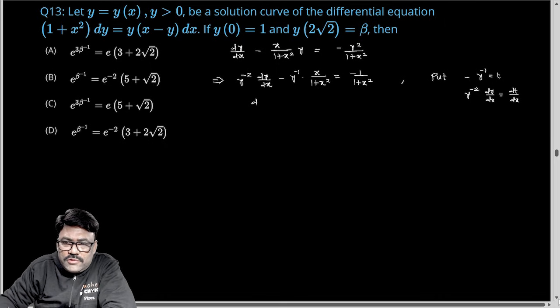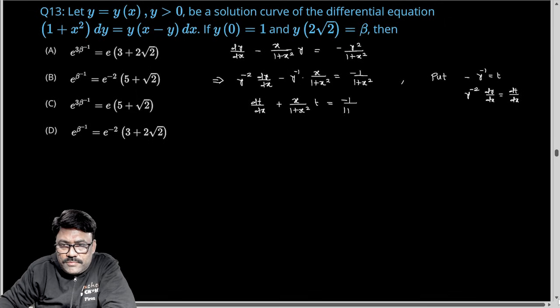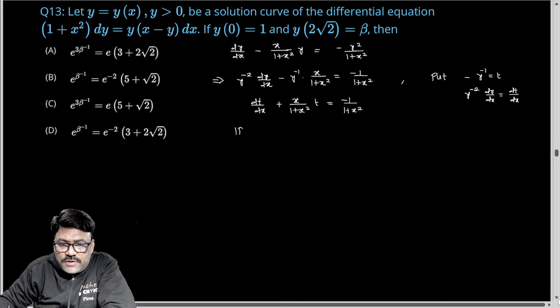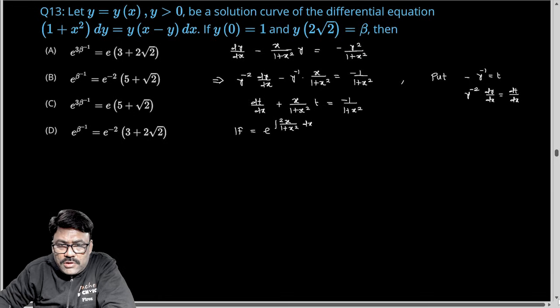So now this equation is dt/dx plus x over 1 plus x square t equals minus 1 over 1 plus x square. Now it is a linear differential equation. To get its integrating factor, it is e raised to the integral of x over 1 plus x square. If I multiply by 2 here and write half here, the numerator is the derivative of the denominator. So it will be e raised to half log of 1 plus x square, which is nothing but under root 1 plus x square.